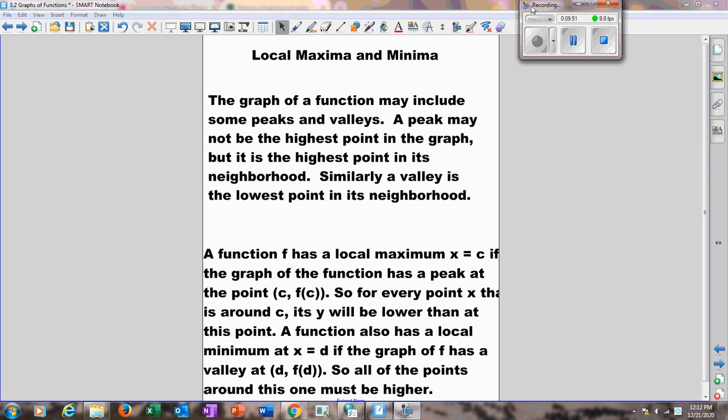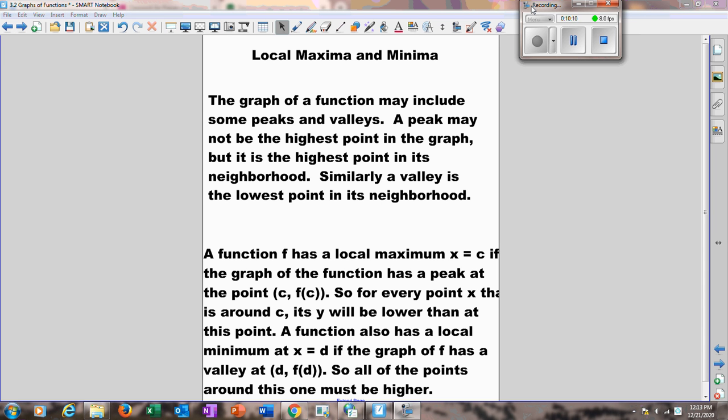All right, local max and min. The graph of a function may include some peaks and valleys. A peak may not be the highest point in the graph, but it's the highest point in its neighborhood. Similarly, a valley is the lowest point in its neighborhood. Sorry, I might have just bumped my mic there.